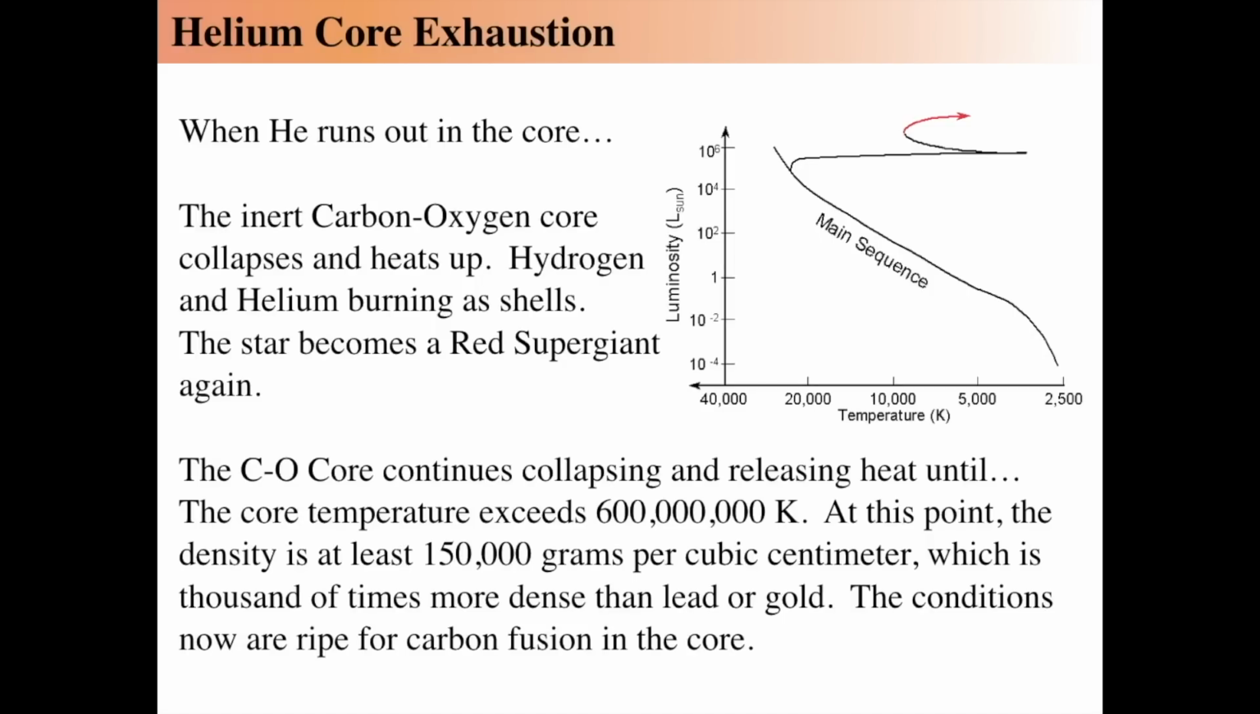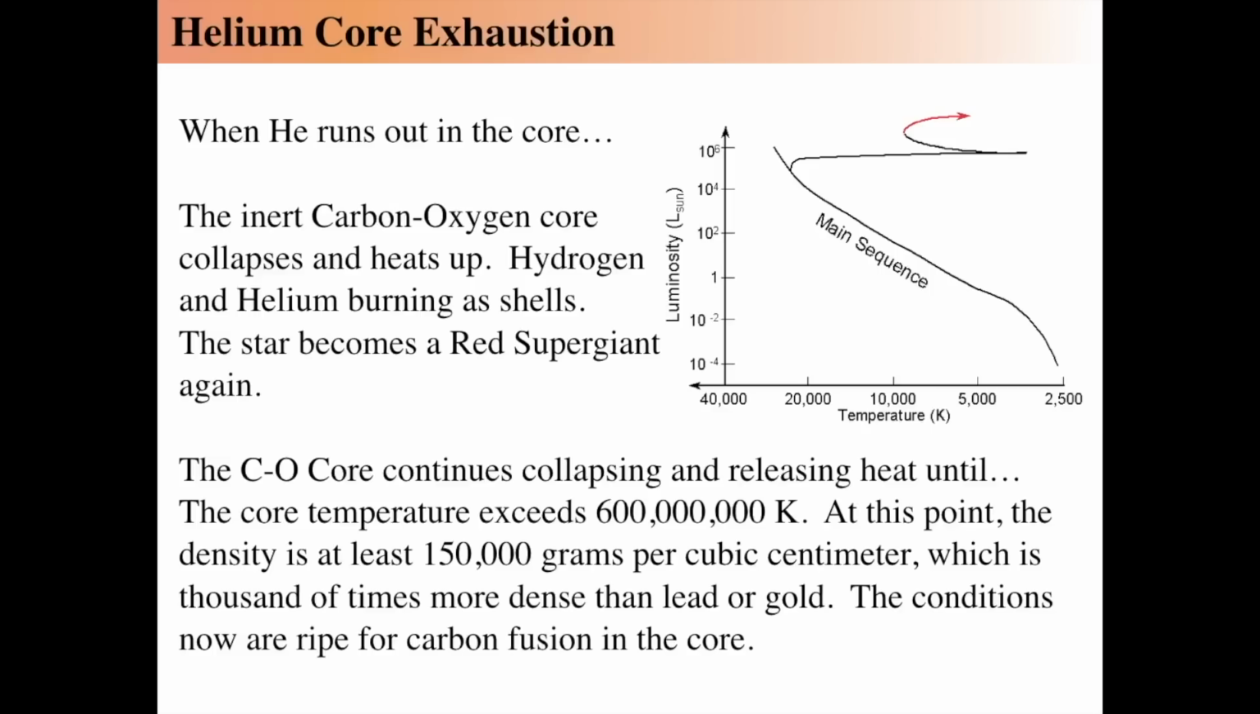When the temperature rises, it means that the particles are moving faster. And they have to move faster because they have to go farther in order to find something to make the fusion. So that's kind of what's happening. Eventually the carbon-oxygen core continues to collapse. It gets smaller and smaller, and that releases more heat by gravitational collapse, because as you collapse a gas, it releases heat. Eventually the core temperature exceeds 600 million Kelvin, and the density is insanely large.